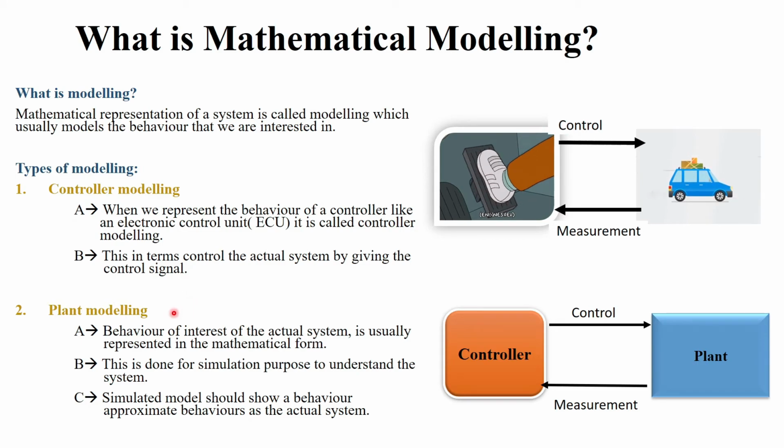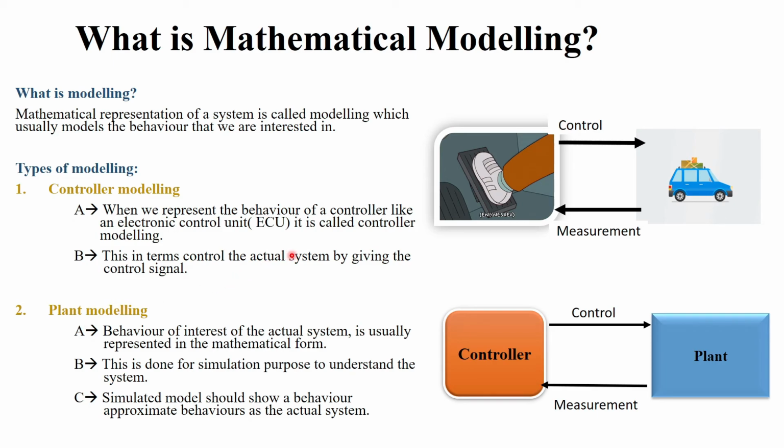The second modeling is called plant modeling, which is more related to the behavioral interest of the system. How I am giving the system an input and how it is behaving. Based on that, I will model my system, and it will show a similar type of behavior when I am modeling my plant. So the more accurate the plant model is, the better the controller model we can develop. But if the plant model is not so accurate, then we may develop an unstable controller model.